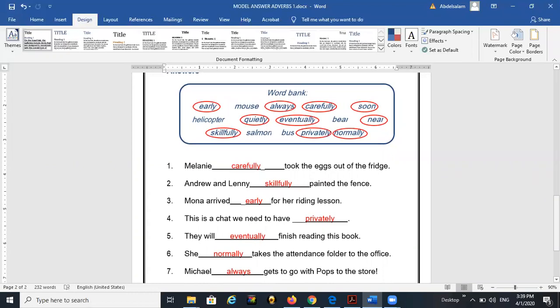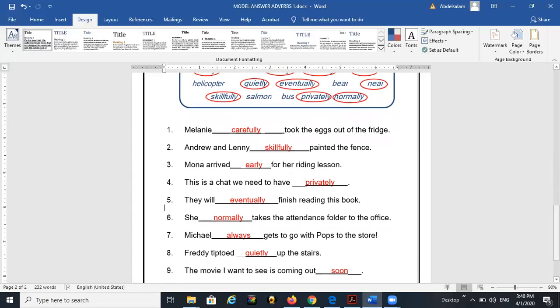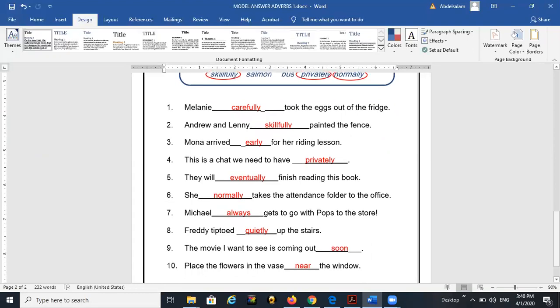Number 7, Michael always gets to go with Pops to the store. Number 8, Freddie tiptoed quietly up the stairs. Number 9, the movie I want to see is coming out soon. Here it's telling me when, soon. Number 10, place the flowers in the vase near the window. It's telling us where.